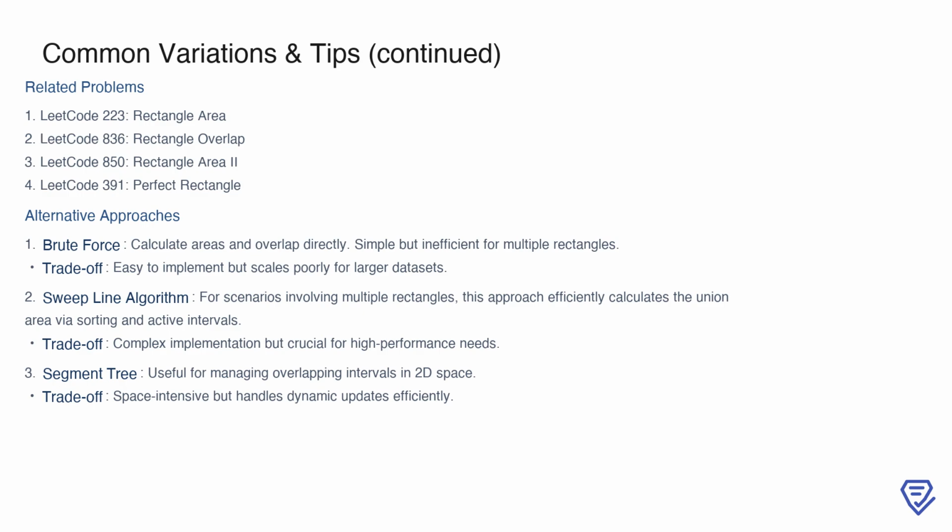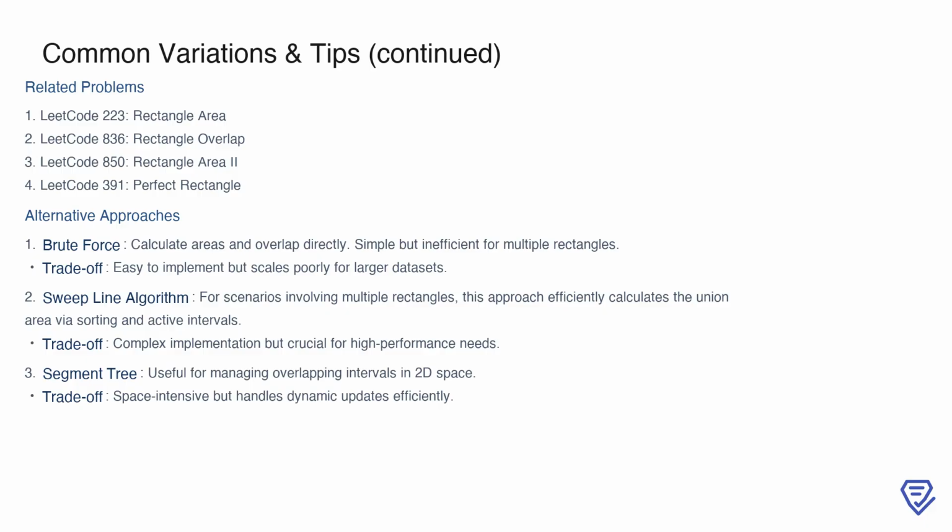When it comes to alternative approaches, the brute force method is the most straightforward. It involves directly calculating areas and overlaps, which is easy to implement but becomes inefficient as the number of rectangles increases. For scenarios involving multiple rectangles, the sweepline algorithm is a powerful tool. By sorting events and managing active intervals, it enables efficient calculation of the union area. However, this approach comes with the trade-off of added implementation complexity.